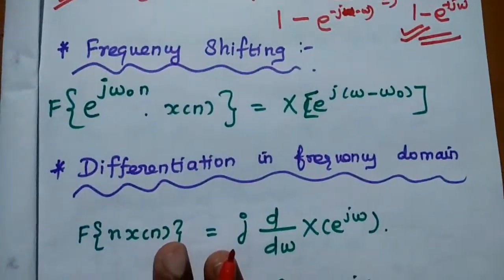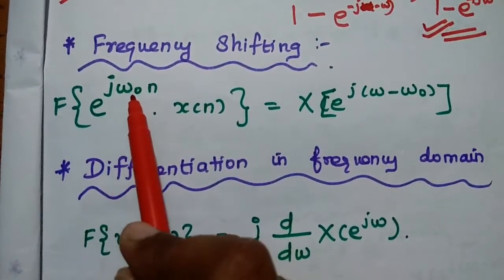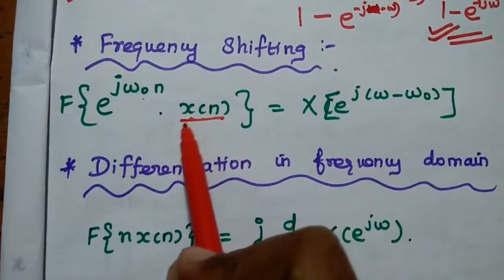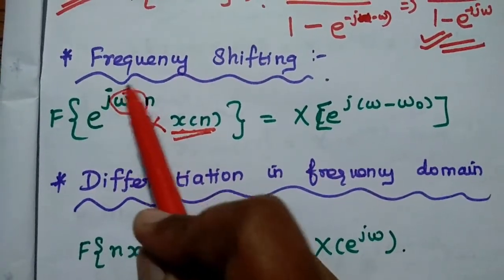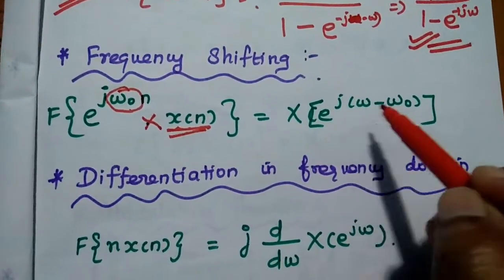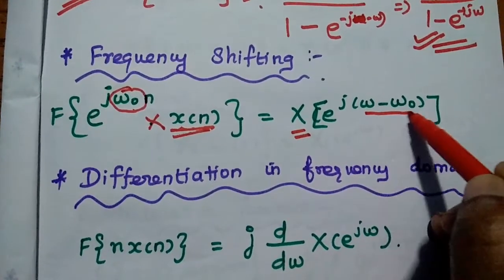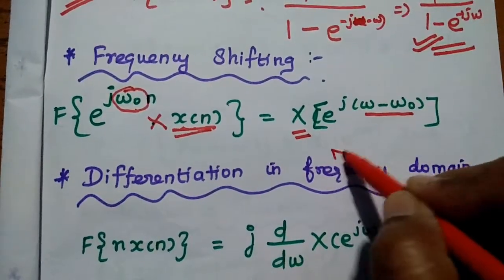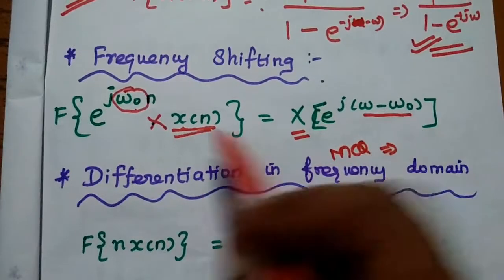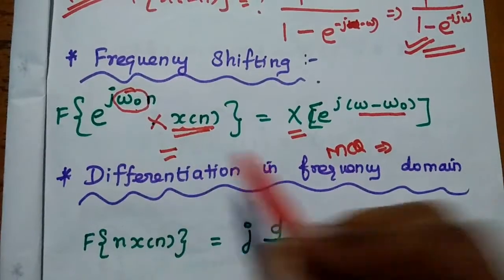Okay. Next, frequency shifting property. That means Fourier transform of e power j omega naught n into x of n. The time domain signal is multiplied with an exponential term of some frequency content. So that provides the frequency shifting in the transform. So the transformed signal is shifted in frequency: capital X of e power j omega minus omega naught. Sometimes in MCQs, they may give the left hand side or the right hand side and ask for the other side. Okay, so that is the frequency shifting property.